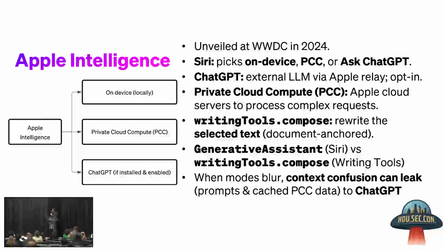And then the third option is if you have ChatGPT installed and that extension enabled for Apple Intelligence, then sometimes when you ask Siri something like, "Why is pi irrational?", it'll give you that option: "Do you want to ask ChatGPT about this?" right? So that's the ChatGPT pipeline. Okay.